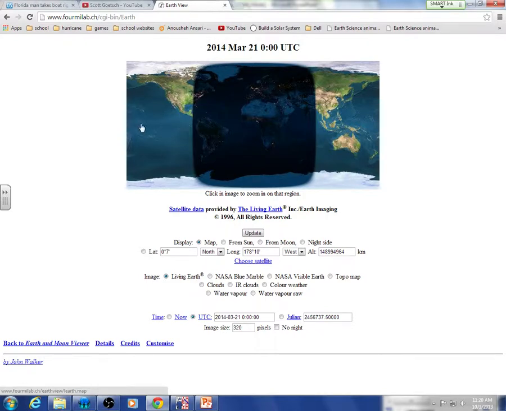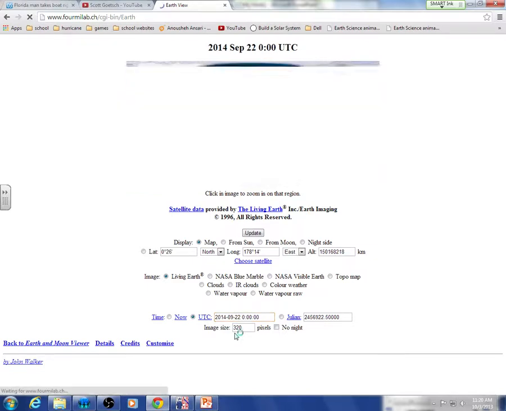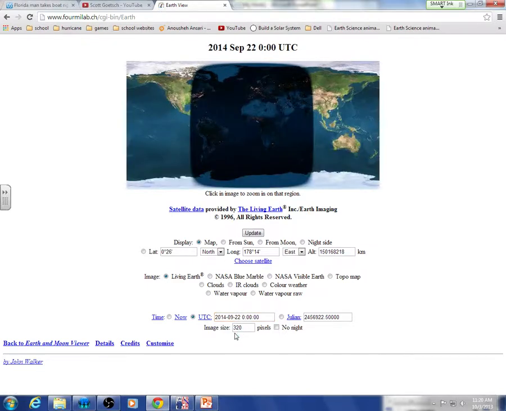The sun is directly overhead at the equator now. Okay, it's most intense there. So that's the equinox, equal day and equal night. If I go to September 22nd or 23rd, we have the autumnal equinox.